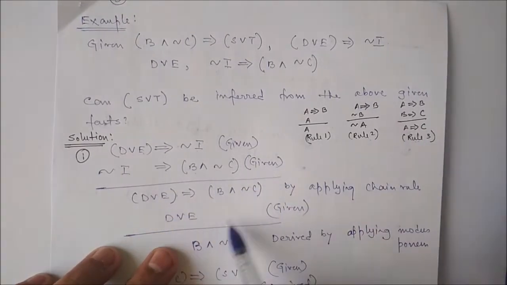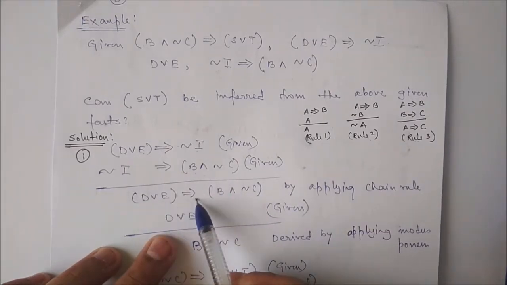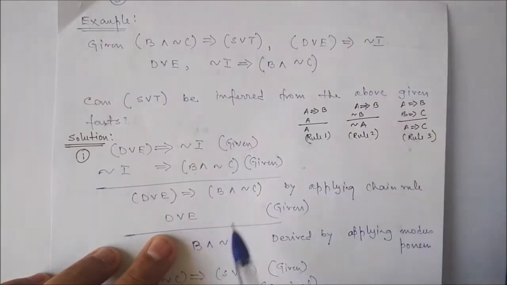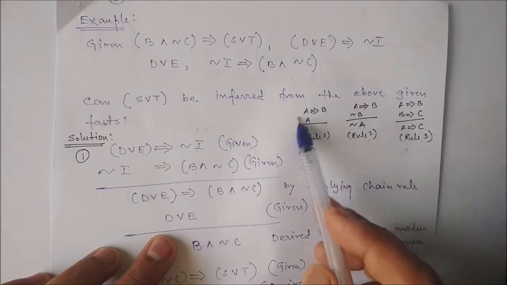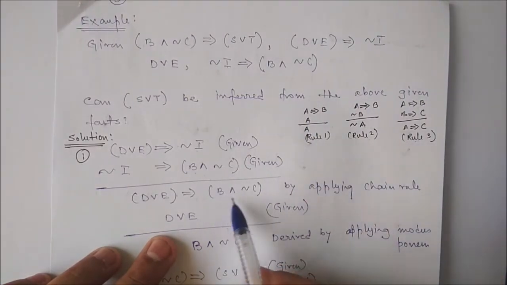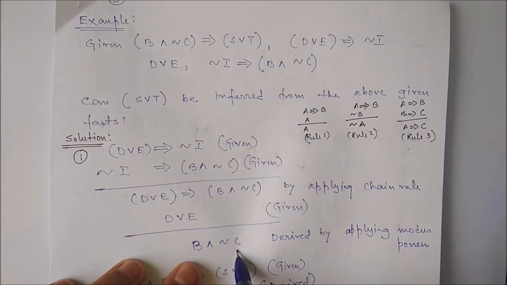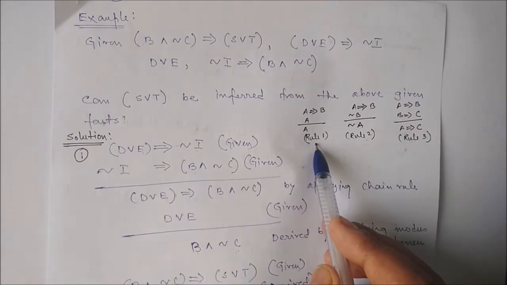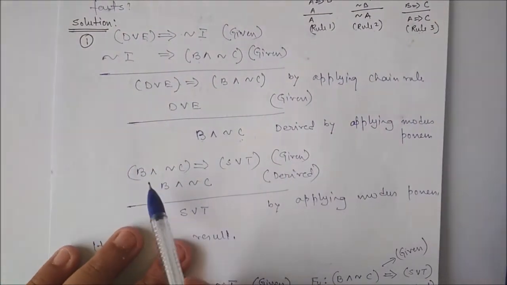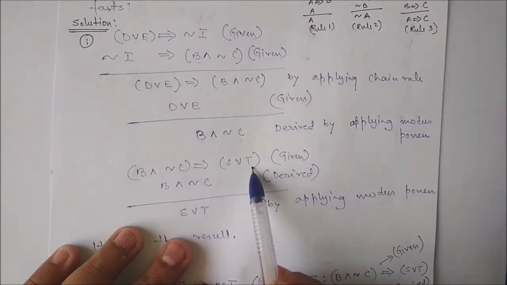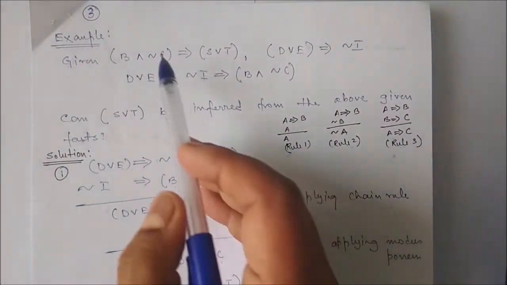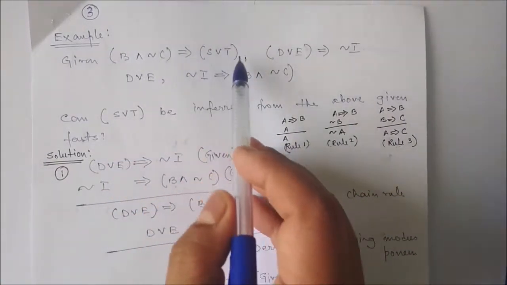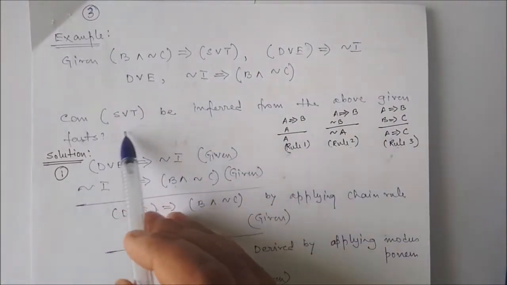Now D or E implies B and not C is derived, and D or E is true. So here we can apply rule number 1, modus ponens, and we can say this part is true: B and not C is true. Now B and not C implies S or T is given, and this part has already been derived to be true. Definitely using modus ponens we can say this part is true, which we want to derive.